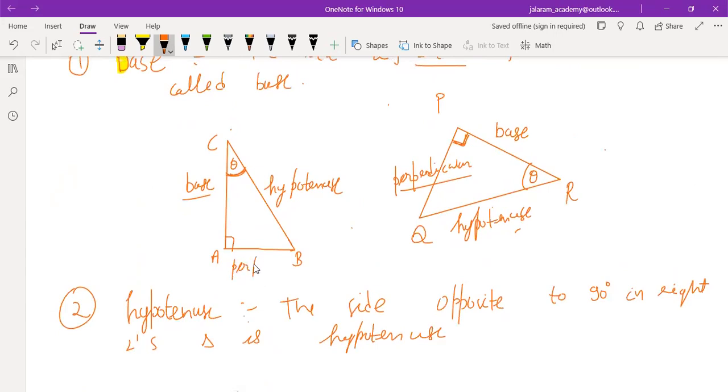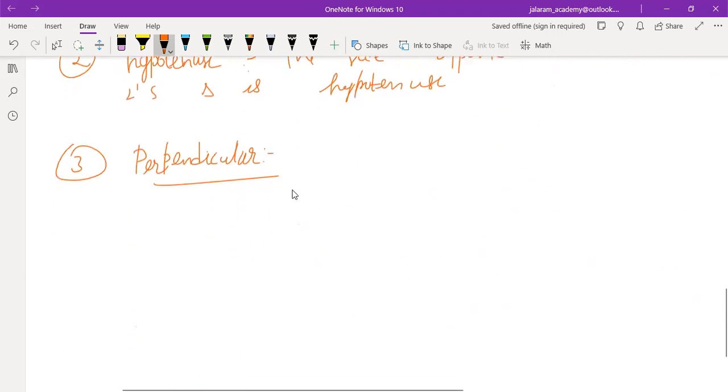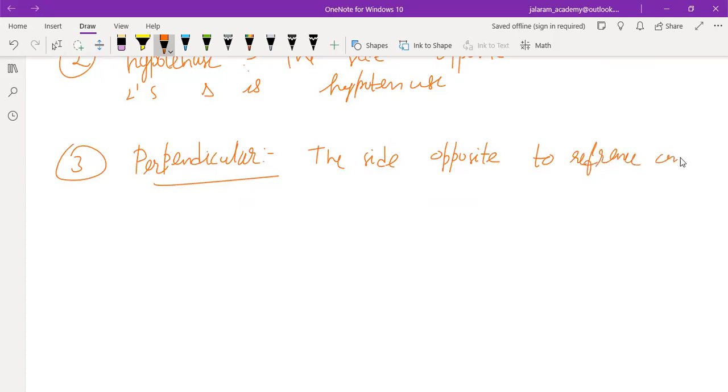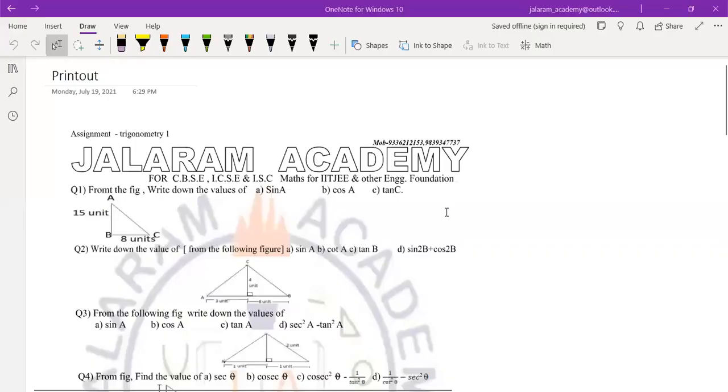This side is perpendicular in triangle ABC. The side opposite to reference angle is perpendicular. So write these definitions first. Now look at this question number 1 from our sheet.